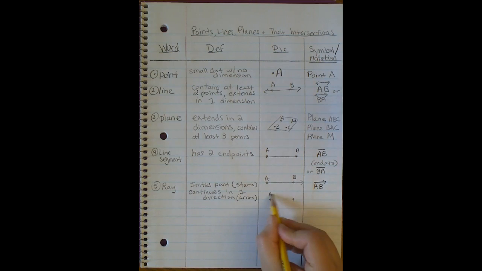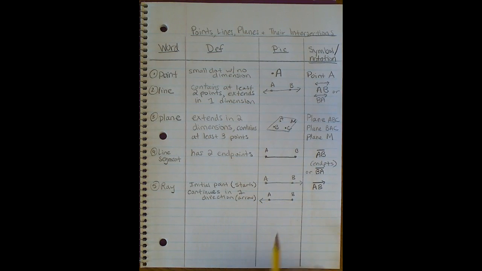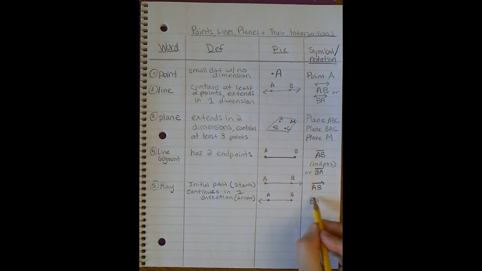So again, I'm going to use points A and B, but this time I'm going to make my ray start at point B and go forever in the direction of point A. So your ray can face any way. It could go left, right, up, down, diagonal, it doesn't matter. But when you write the notation, you always start with the initial point and then another point that the ray is moving towards, and your symbol always goes to the right.